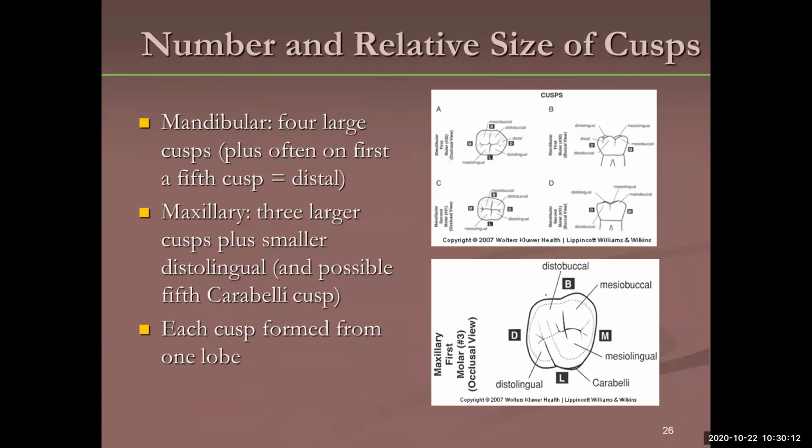Mandibular molars have 4 large cusps, especially the second molar. The maxillary has 3 larger cusps, plus that smaller distal lingual cusp. You want to look for that cusp of Carabelli, and each cusp is formed from 1 lobe. So we know that this is a maxillary molar. We can see the cusp of Carabelli, and guess what? There's an oblique ridge, and this is that distal lingual cusp.